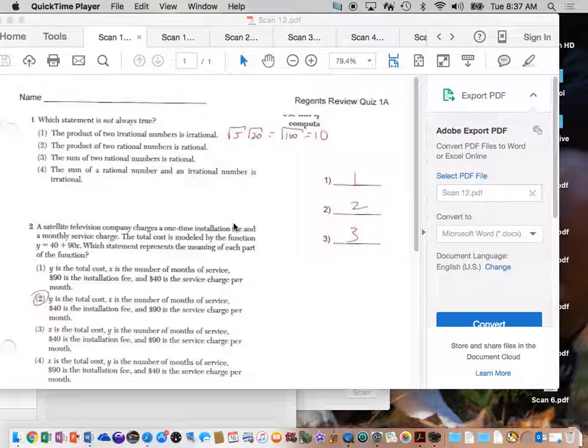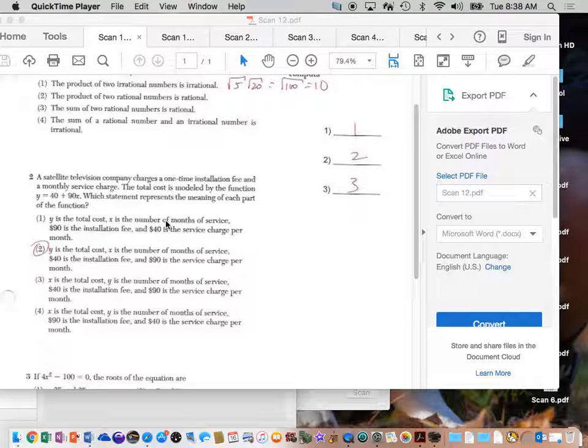Which statement is not always true? The product of two irrationals is irrational is not always true. And we look for an example. Is the square root of 5 rational or irrational? Irrational, because it's not a perfect root. What about square root of 20? Irrational. If I multiply them, square root of 5 times square root of 20, square root of 100. What is the square root of 100? 10. So that would be an irrational times an irrational, giving me a rational. Therefore, choice 1 is not always true. Each of the others is always true.